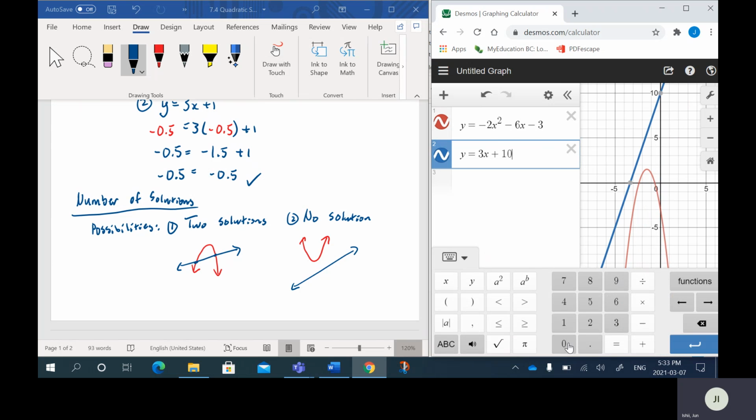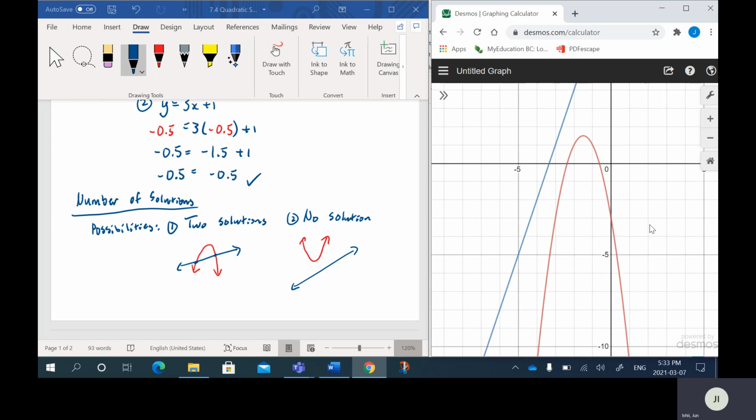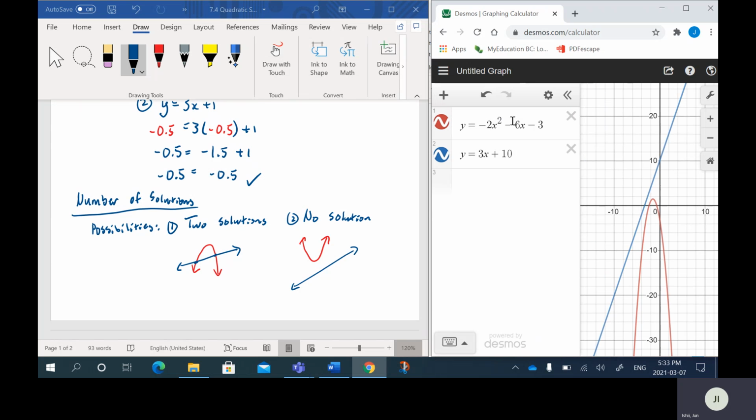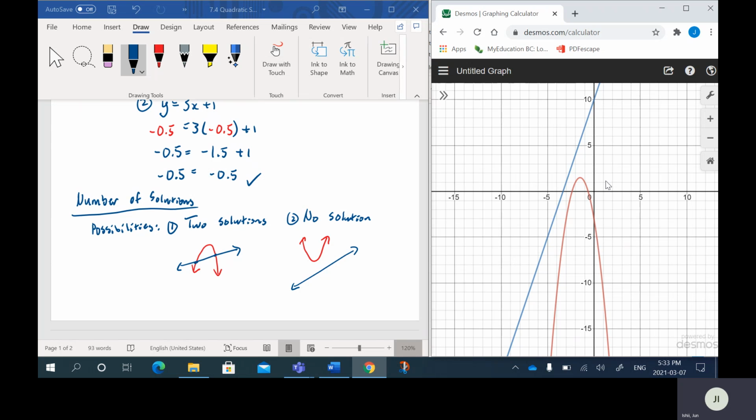I'm going to change that 1 to a 10. All right. So this works. You can see here that the parabola itself does not cross the line. So this would be an example of a system with no solution. The line never crosses the parabola, so therefore there is no solution.